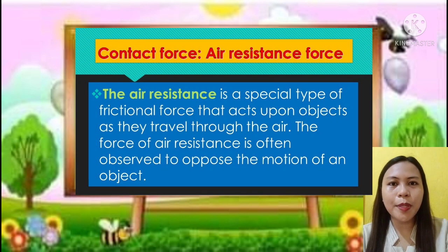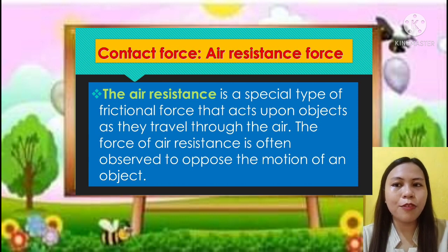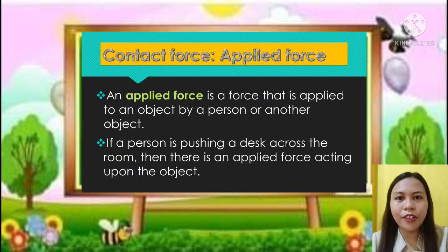Okay, let's discuss one by one the types of forces under contact force and non-contact force. Let's start with air resistance. This is a special type of frictional force that acts upon objects as they travel through the air. The force of air resistance often opposes the motion of an object. The second one under contact forces is the applied force. It is a force that is applied to an object by a person or another object.